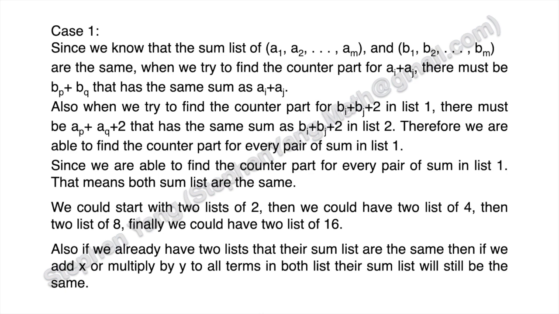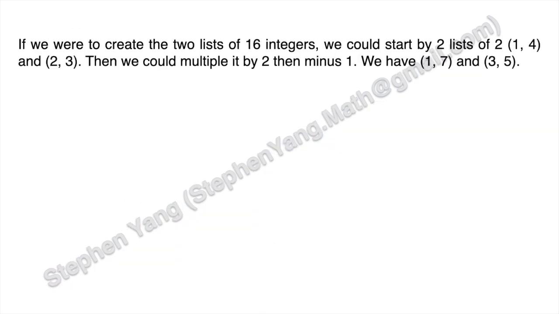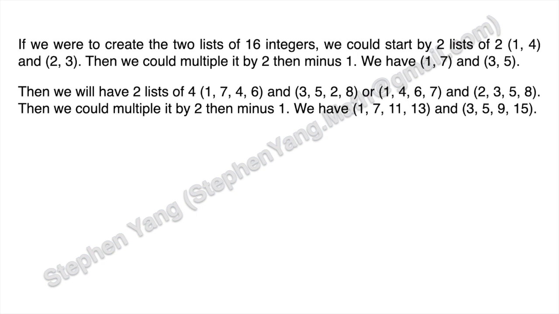Now I will provide an example for two lists of 16. As I said before, let's start with two lists of 2: 1, 4, and 2, 3. Then we multiply by 2, then minus 1, and we'll have 1, 7, and 3, 5. Since we already have two lists of 2, we're able to get two lists of 4, which are 1, 7, 4, 6, and 3, 5, 2, 8. Or 1, 4, 6, 7, and 2, 3, 5, 8.